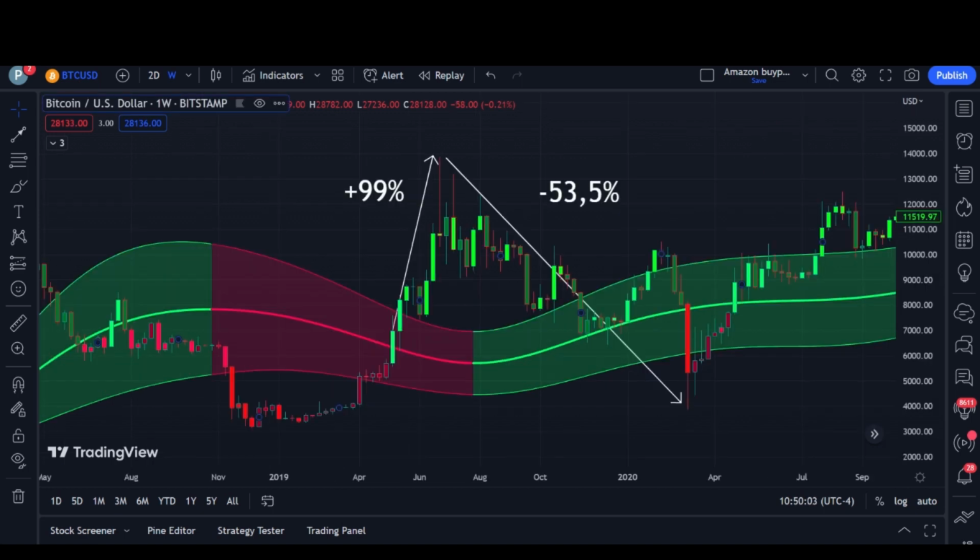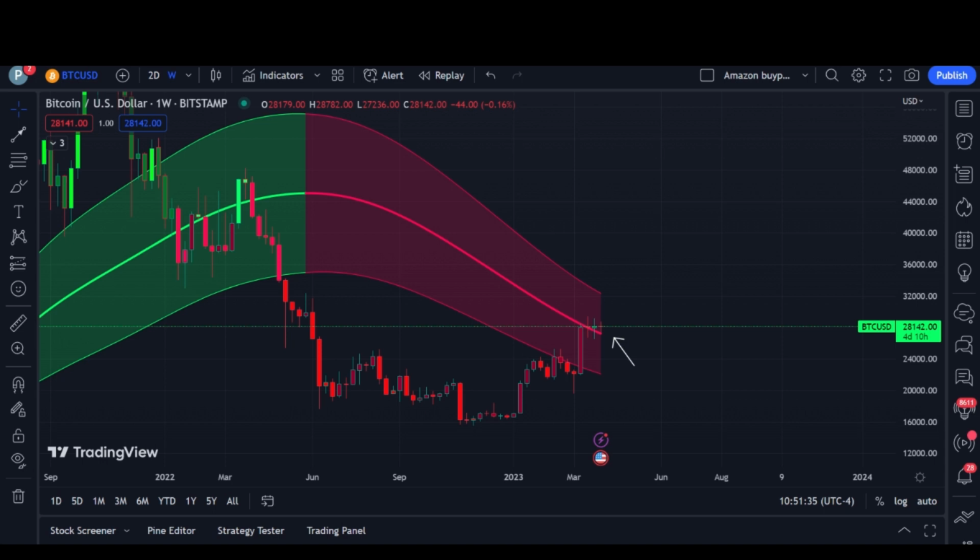So again, in summary, once Bitcoin had a weekly close above the middle line of the Gaussian channel, it immediately traded to the upper line of the Gaussian channel. It pumped 99% in 49 days, dropped 53.5% in 175 days, but never made a new macro low again. So what does this mean for today?